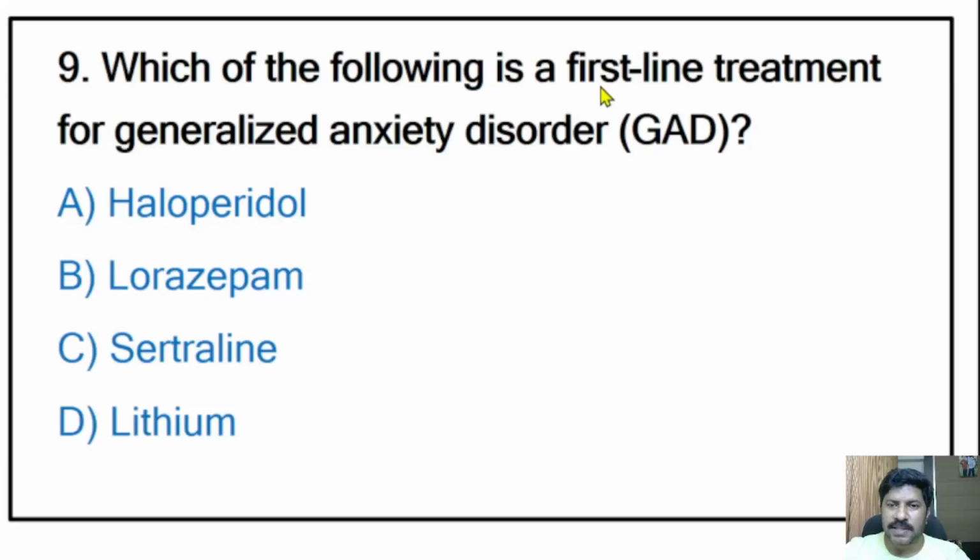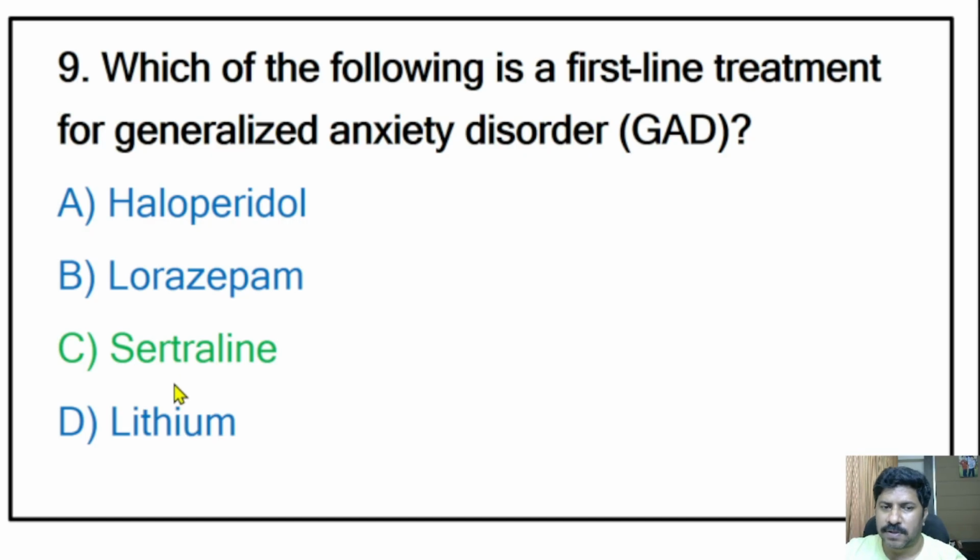Then, which of the following is a first-line treatment for generalized anxiety disorder or GAD? Haloperidol, lorazepam, sertraline, lithium. Correct answer is sertraline. Sertraline is used for first-line treatment of GAD. As you know, haloperidol is a first generation antipsychotic. Lorazepam is a benzodiazepine, which in some conditions of generalized anxiety disorder can be used for a shorter period, but for a longer period, always sertraline can be used.